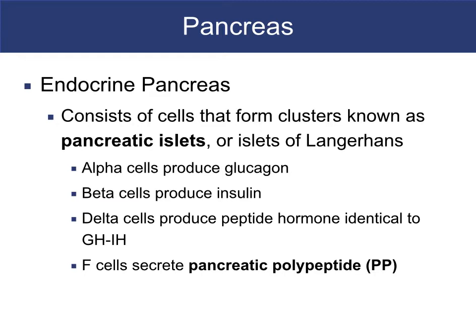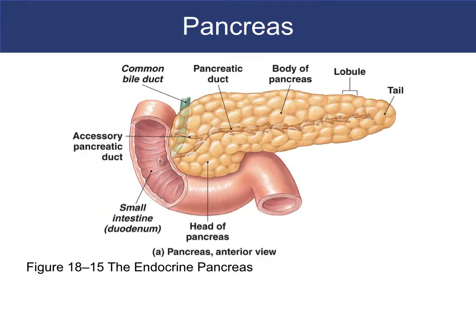There are 2 others, delta cells, that make something sort of like growth hormone. And there are some other cells that make this thing called pancreatic polypeptide, which is a protein. I'm not really quite sure what it does. But I would just remember that the islets have alpha cells and beta cells. Alpha cells produce glucagon, which raises blood sugar. Beta cells make insulin, which lowers blood sugar. And a lot of diabetics take insulin as a shot every day in order to keep their blood sugar under control.